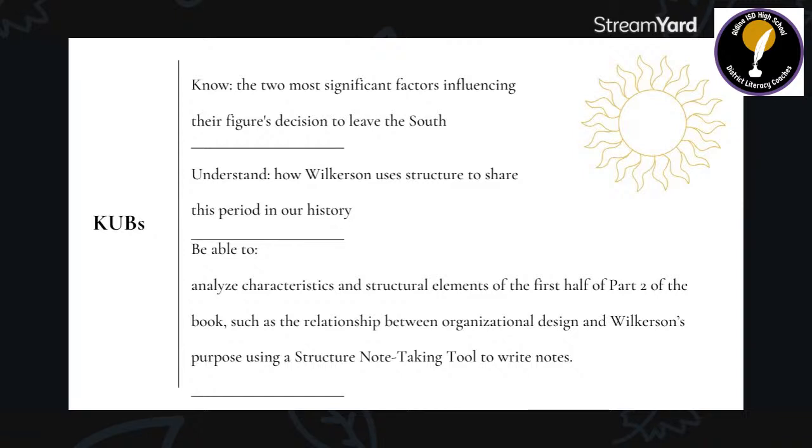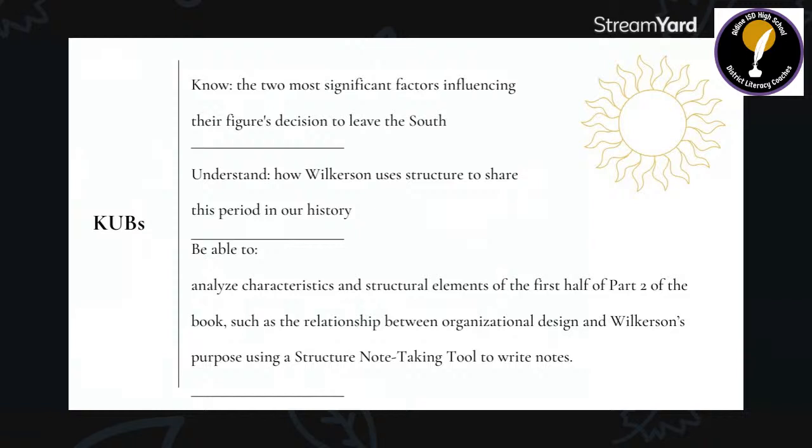I have: students will know the two most significant factors influencing their figure's decision to leave the South. They'll understand how Wilkerson uses structure to share this period in our history and be able to analyze characteristics and structural elements of the first half of part two of the book, such as the relationship between organizational design and Wilkerson's purpose, using a structured note-taking tool to write notes.